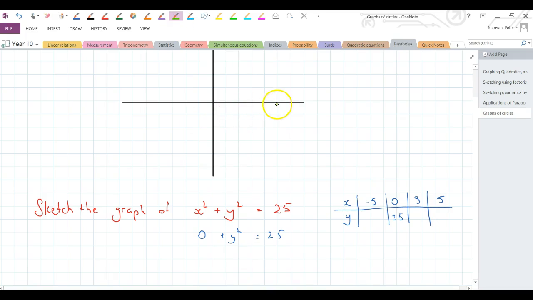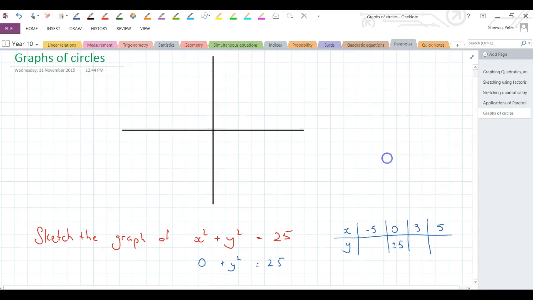1, 2, 3, 4, 5. I'm going to do this to scale just for fun. 1, 2, 3, 4. So when x is 0, did I get that right? I didn't, did I? When x is 0, x is 0 is here.